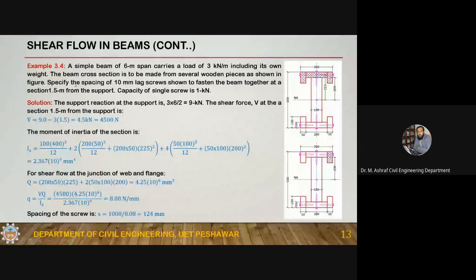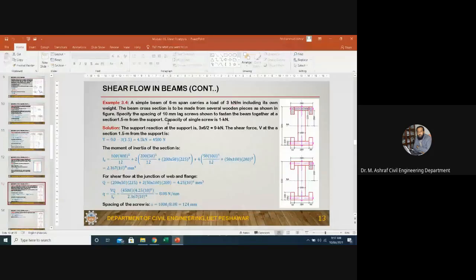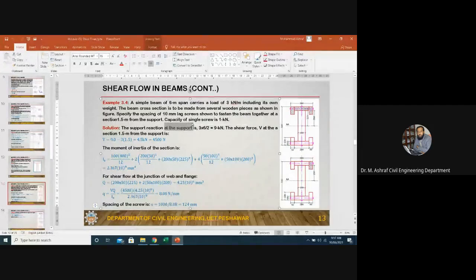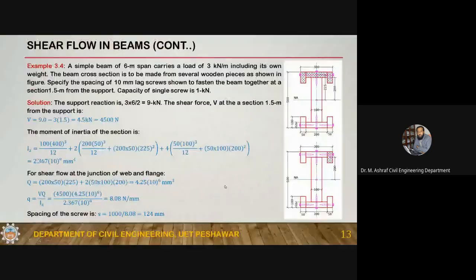Okay, so for a 10 millimeter screw, the capacity of a single screw is 1 kilonewton. At the support, the support reaction is 3 into 6 divided by 2, as I've told you, 9 kilonewton. The shear force at a section 1.5 meter from the support is 9 minus 3 into 1.5, which is 4.5 kilonewton.